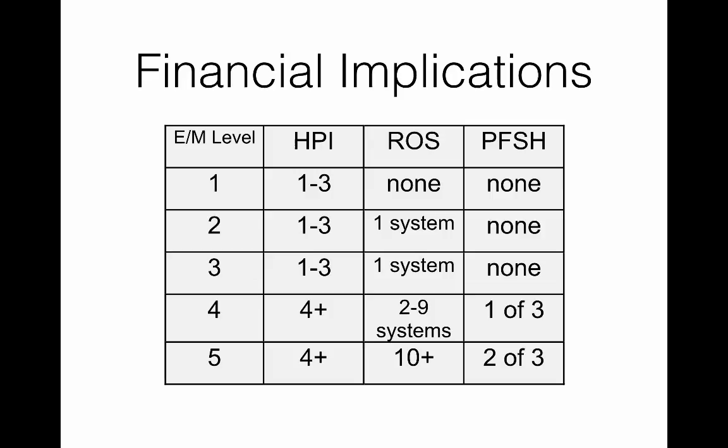So we're going to break down a little bit at the E&M level how many elements will drive what E&M level. And this is, I think, a nice breakdown of it. Right. I mean, you can look at this and see that an E&M level 1 needs 1 to 3 elements in the HPI. You don't need a review of systems, and you don't need any past family or social history. And a very complex patient, level 5, needs 4 elements in the HPI or more, 10 or more review of systems, and 2 or 3 of past family or social history, as well as a complete physical exam.